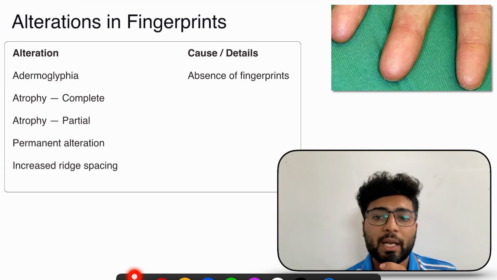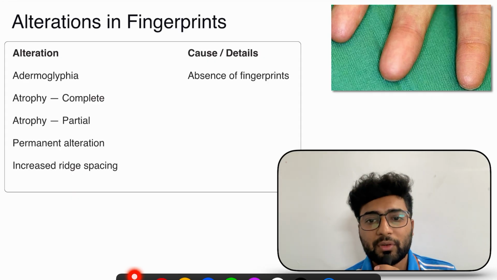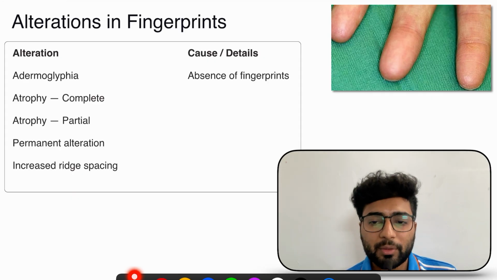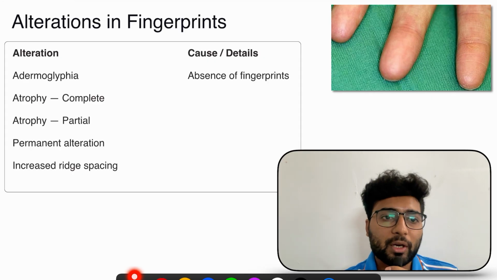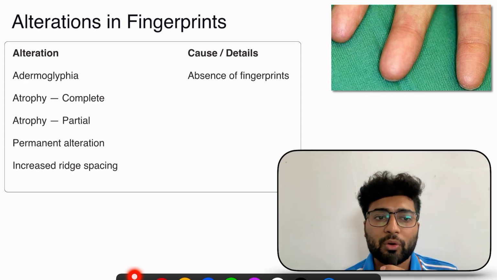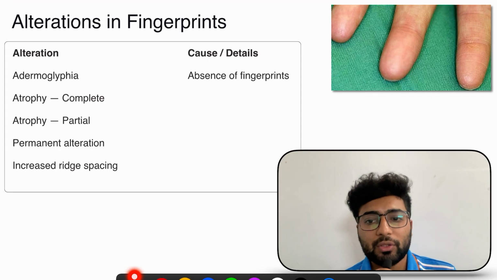fingerprinting at all. Now, in certain diseases, the person was having fingerprinting earlier, but after some disease happened, the fingerprint can either be atrophy, complete atrophy, partial atrophy, or there can be permanent alteration of fingerprinting or increased ridge spaces. So let's see in which diseases this happens.